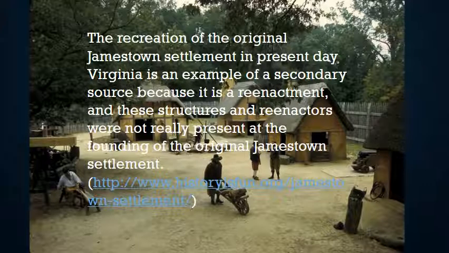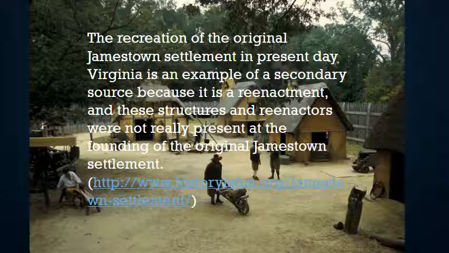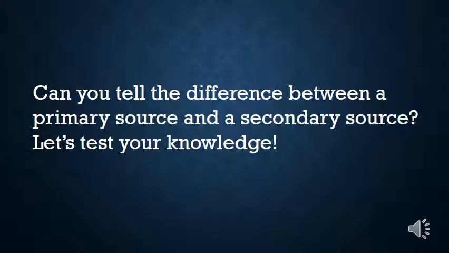The recreation of the original Jamestown settlement in present-day Virginia is an example of a secondary source because it is a reenactment, and these structures and reenactors were not really present at the founding of the original Jamestown settlement. Can you tell the difference between a primary source and a secondary source? Let's test your knowledge.